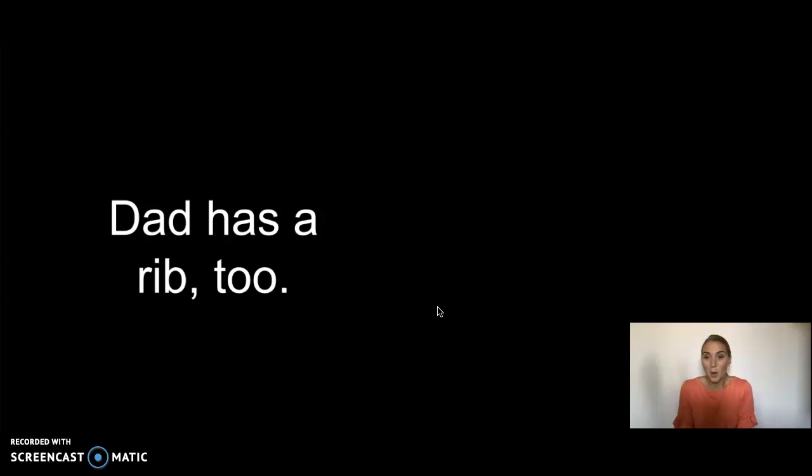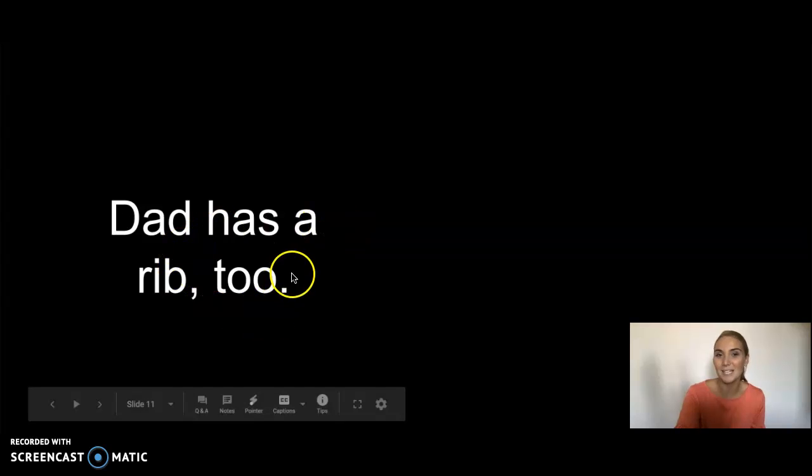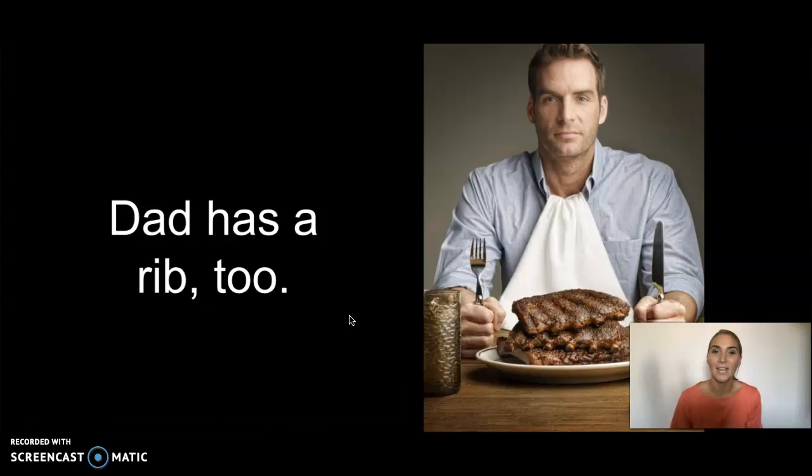All right, boys and girls, whisper read this sentence to yourself. Now let's read it together. Dad has a rib too. Ooh, I spot a word to know. Did you catch it? This word to is a word to know this week. Dad has a rib too.